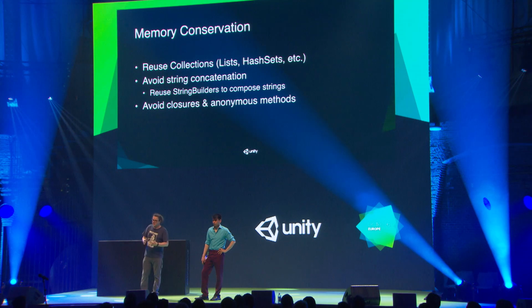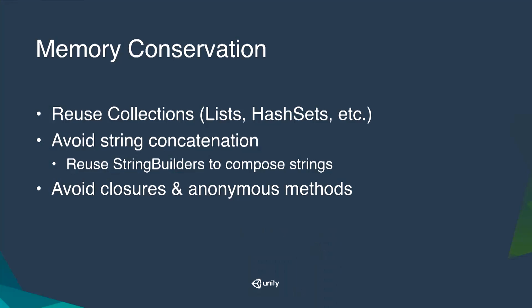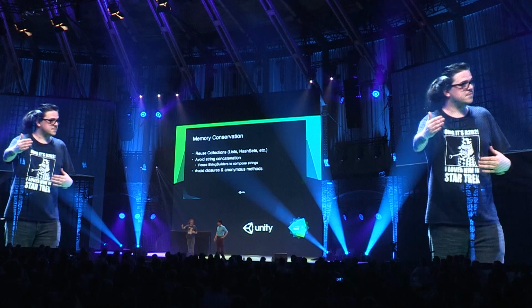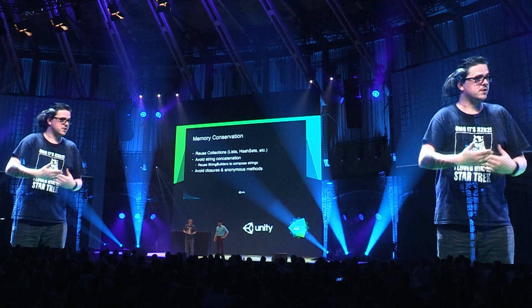So, other ways you can save memory. Reuse your collections, your lists, your dictionaries, etc. Calling clear on these doesn't free the memory, it just gets rid of the contents. So you can reuse this. If you have that script that has lots of methods that have temporary lists and dictionaries in there for doing operations, think about making it a field and then just calling clear on that list at the start of the function.